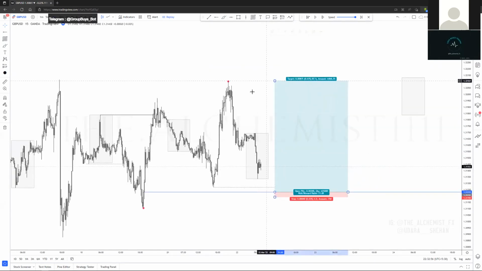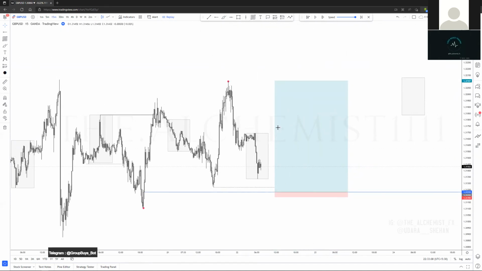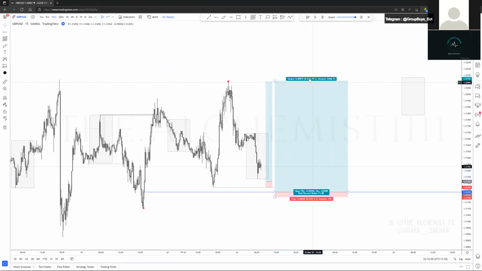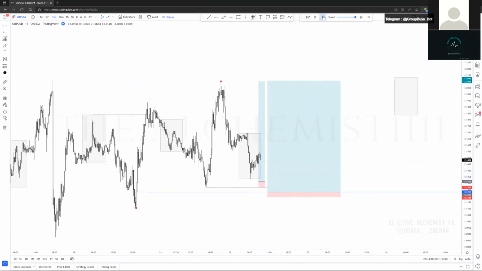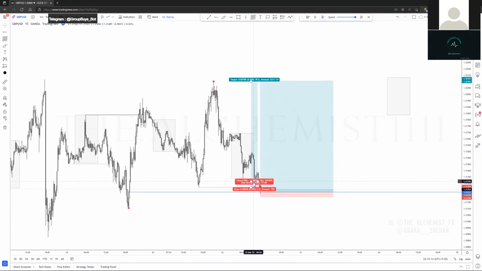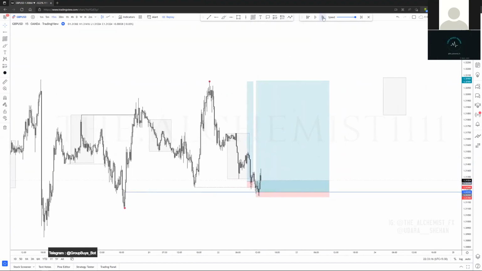So now we're gonna buy it, targeting here. Now everyone else will be buying it like this, but we will not be doing that. So let's see what happens. Okay, look at that. Stop loss taken. And there we go. We are tapped in.